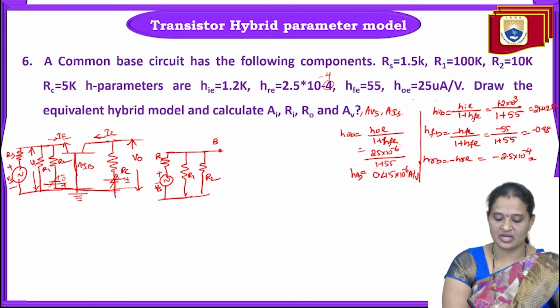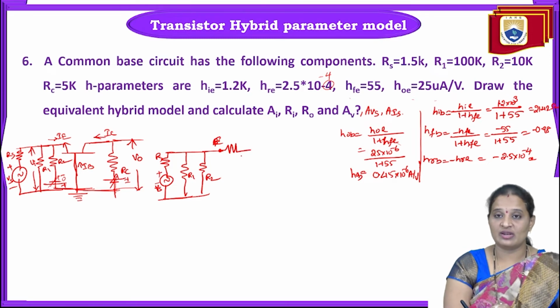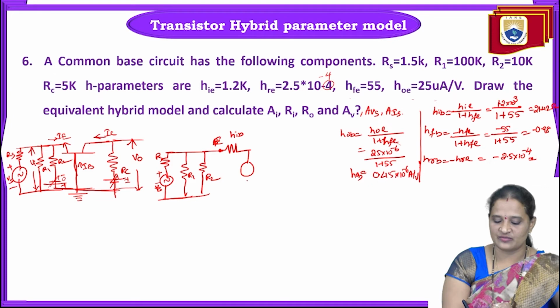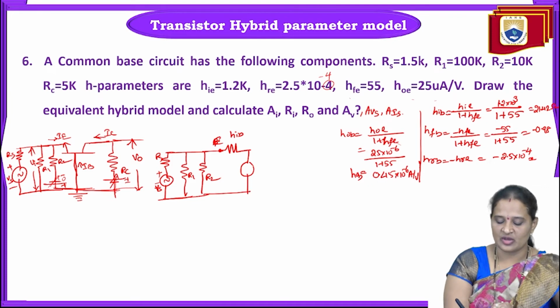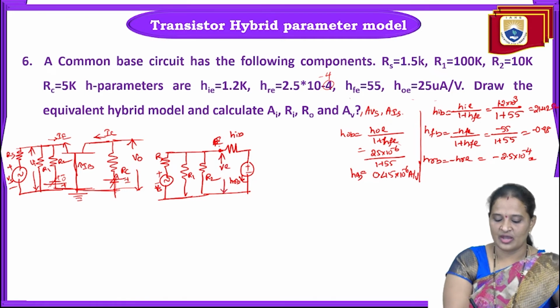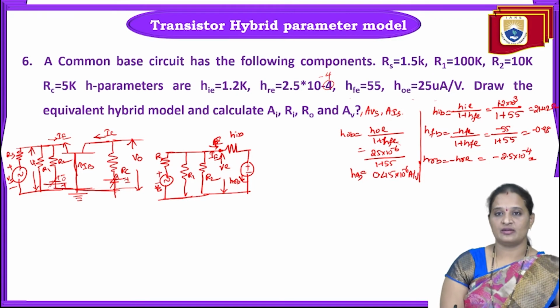What is the input terminal? The emitter terminal is the input terminal, for which the equivalent circuit will have hib in series with a voltage source, plus minus, and the magnitude of this one is hrb into Vc. This is the VE, the emitter voltage, and this is IE, the emitter current.